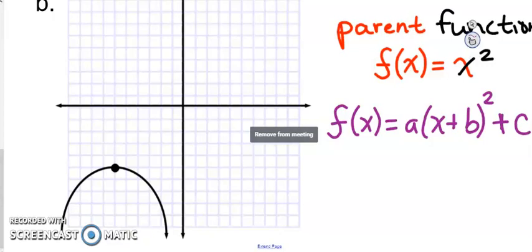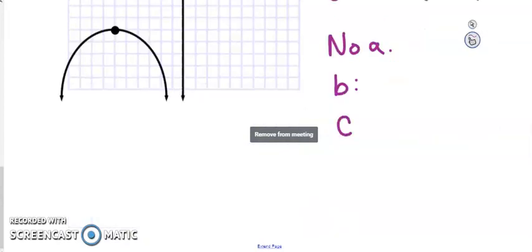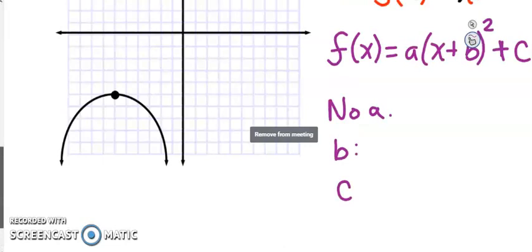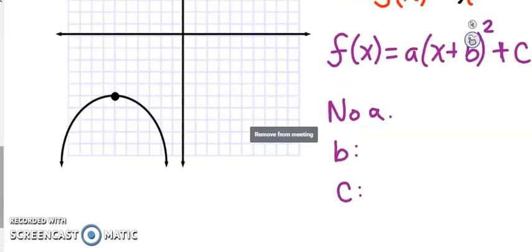All right, so with this again, it doesn't look like it's shrunk or expanded, so there's no A. There's no A here because it didn't shrink or expand. And we explained that on the one right above it, so I'm not going to explain it again here. So there's no A. So there is a B, which we know goes left or right, and we know there's a C that goes up and down. So again, remember, it goes opposite of what you think.